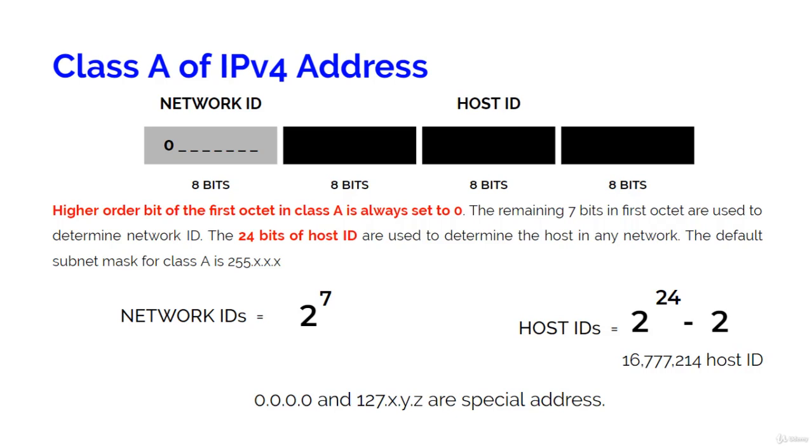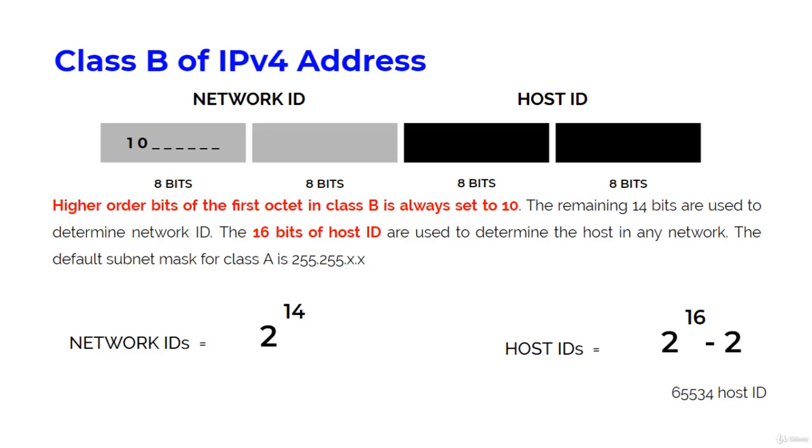The default subnet mask for class A is 255.x.x.x. Now you may have a question: what is a subnet mask? Don't worry, we are going to talk about subnetting and subnet masks after this lecture. Note that 0.0.0.0 and 127.x.y.z are special addresses, as we have discussed a couple of minutes before.